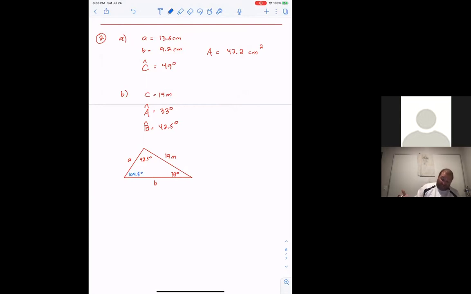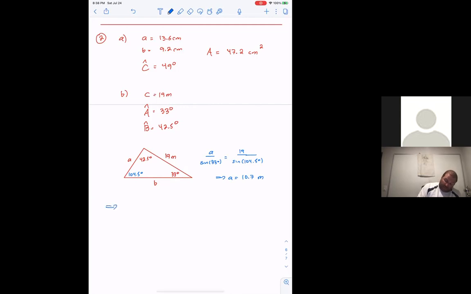Do I need it? Yes, because if I want to use the law of sines to find one of the other 2 sides, I need a side-angle pair. I now have one. So let's say A over sine of 33 degrees equals 19 over sine of 104.5 degrees, and then solve for A. So 19 times sine 33 divided by sine of 104.5. This gives me that A is equal to 10.7 meters. Again, writing 3 sig figs, but keeping everything on my calculator.